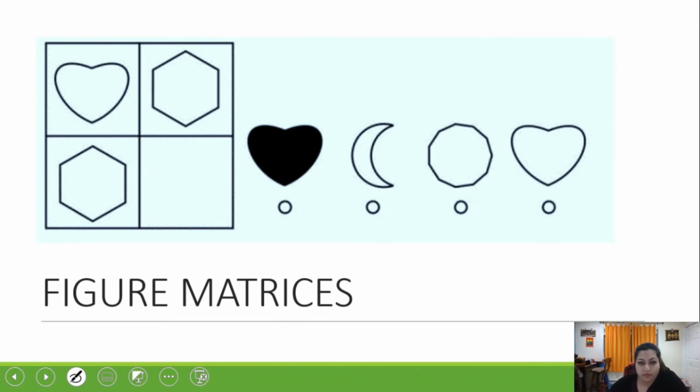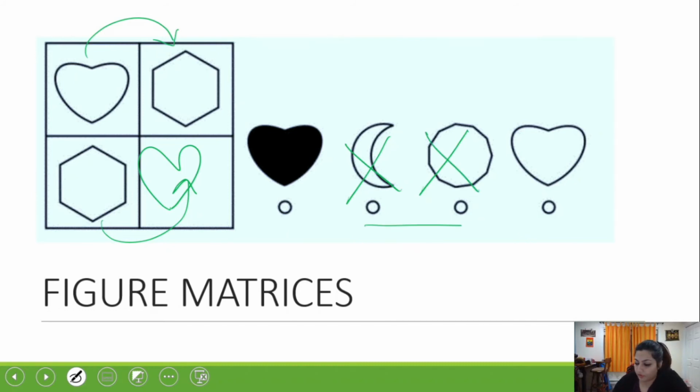Next, we have the nonverbal battery. So this will be more like figure matrices, and one example will be a heart becoming a hexagon. So the hexagon will become a heart, but what kind of a heart? So in the first elimination process, we eliminate these two options.